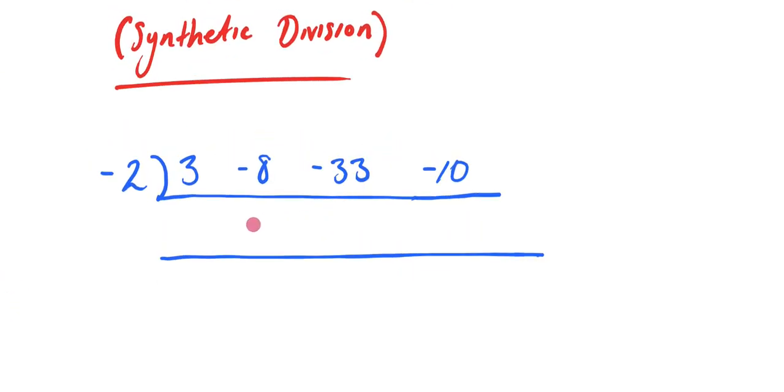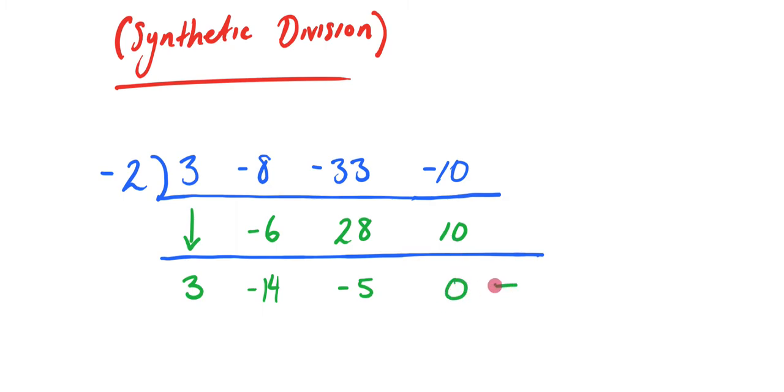All right, how do we do synthetic division? The first thing we do is we drop down our first one. So this is going to be 3. Then I'm going to go negative 2 times 3 is negative 6. Then I plus these two together. And if I plus these two together, I'm going to get negative 14. Then I'm going to go negative 2 times negative 14 is positive 28. I then plus these two together, which is going to leave me with negative 5. I then go negative 2 times negative 5 is going to be positive 10. And then I plus these two together, I get 0.